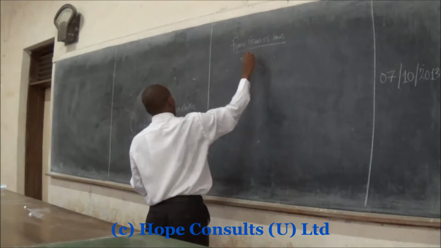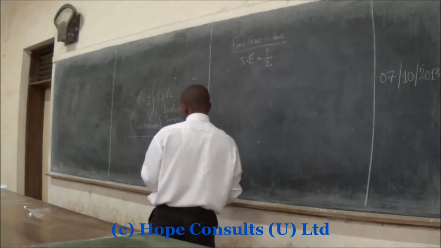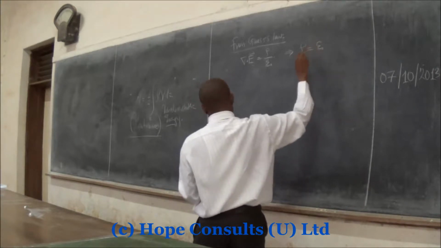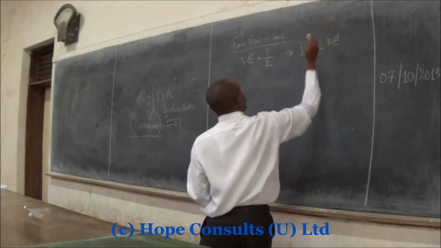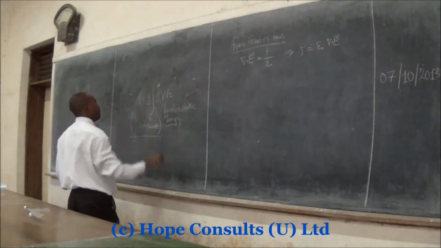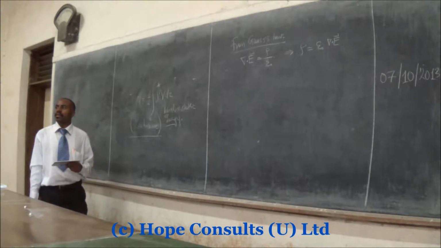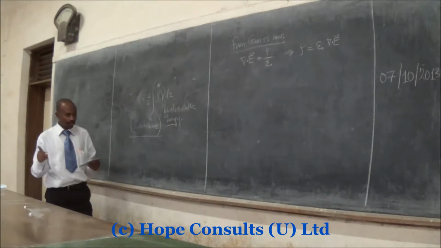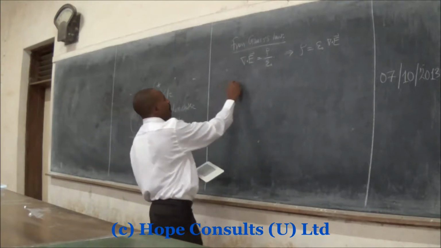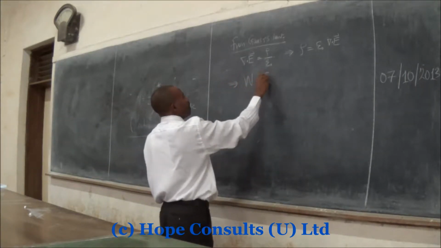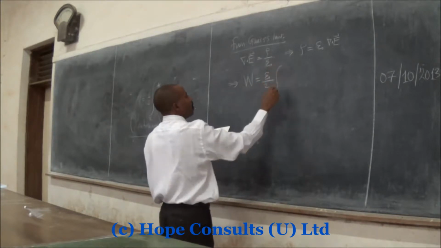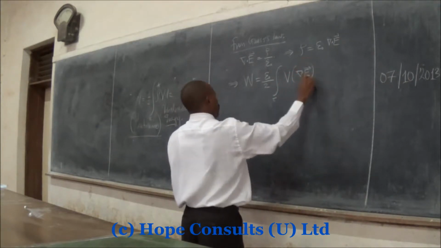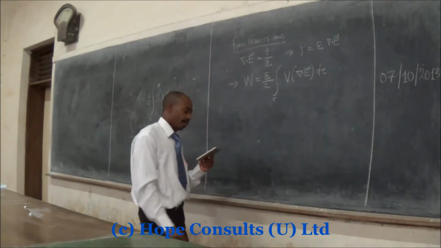Divergence of E is equal to rho over epsilon naught, implying that we get that rho is equal to epsilon naught multiplied by the divergence of E. If we now replace the charge density in terms of the permittivity and the electric field, our work done would be the same as epsilon naught over 2 integral over tau of V divergence of E, then integrated over the volume tau.